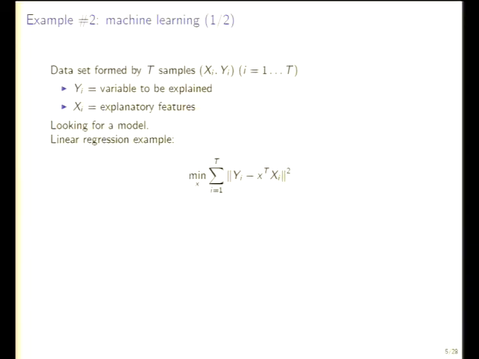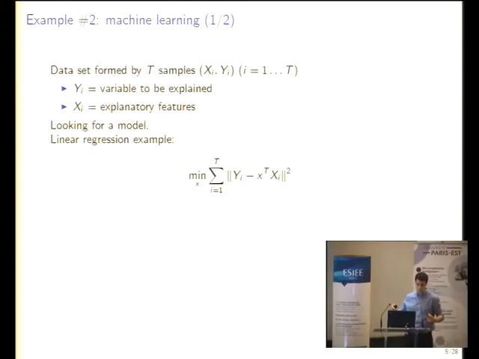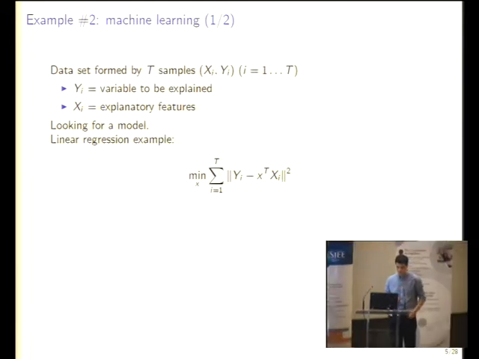A second example is machine learning applications. So in that case, we have a large data set formed by a certain number of examples, X and Y couples. And Y is the variable to be explained, so it is the response, and X is some explanatory feature vector. And the aim is to look for a model that relates the features to the response. So I will start with linear regression, which is the simplest case to understand. In that case, we will express the response as a linear combination of the coefficients of the explanatory vector. And the coefficient of this linear combination will be denoted by x, small x. It is the vector we are looking for.